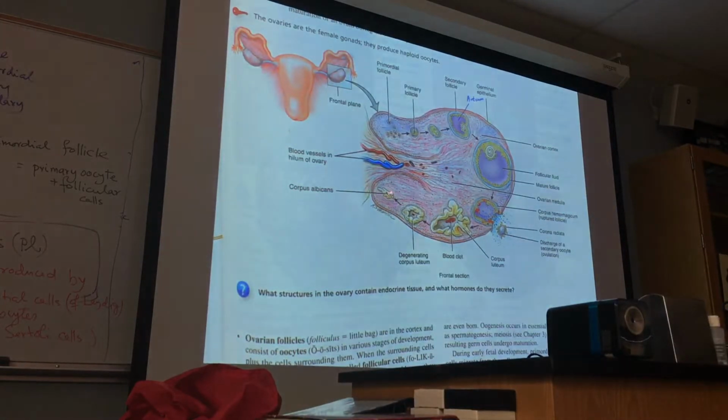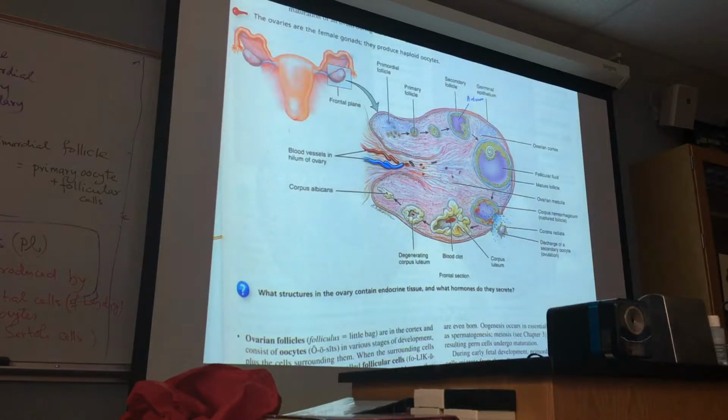Here is the end of the life of ovarian follicles. So the ovarian follicle, starting from primordial to primary to secondary, will become corpus luteum, degenerating corpus luteum, and corpus albicans. Finish. So this is the beginning of the cycle, and this is the end of the cycle. You will learn the ovarian cycle, uterine cycle, all this in the reproductive system.